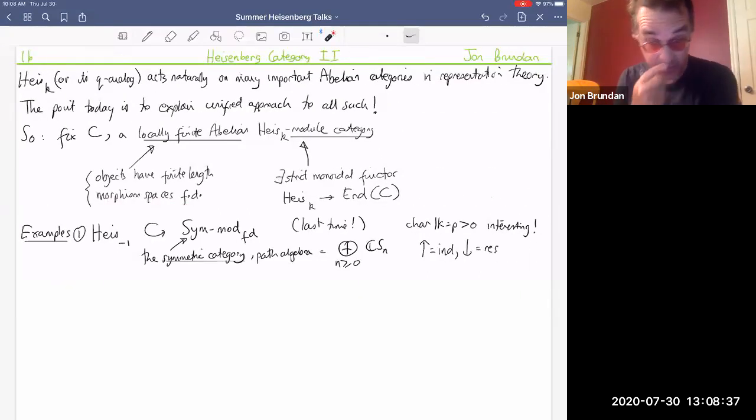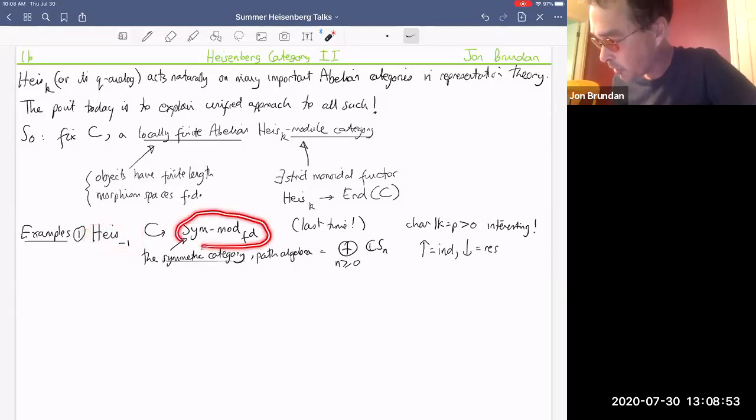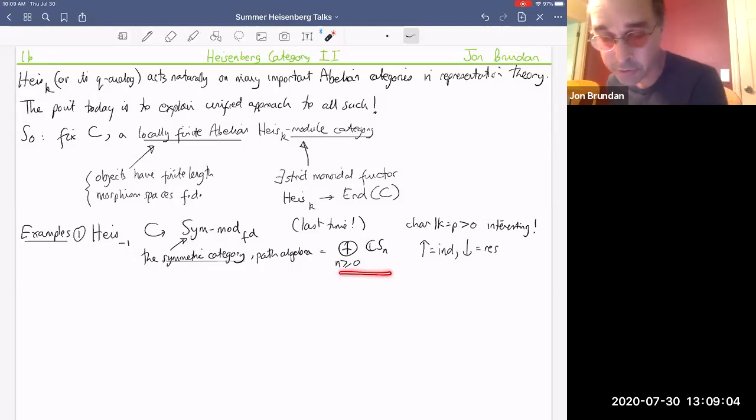So let's give a few examples to convince you that this includes lots of categories that you like. We talked last week, in fact, that was the motivation for defining this Heisenberg category last week. When the central charge is -1, the Heisenberg category acts on modules over the symmetric category Sym. You remember, in my language, the path algebra of the symmetric category is just the direct sum of all the group algebras of all the symmetric groups, and that shouldn't be a C because we're working over any field.